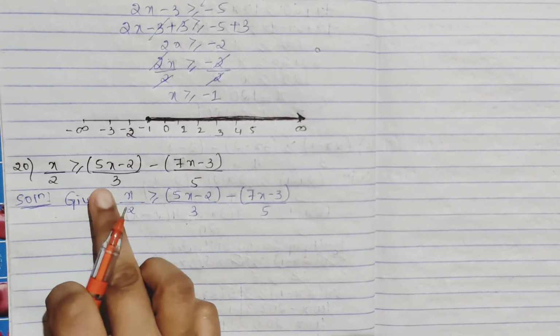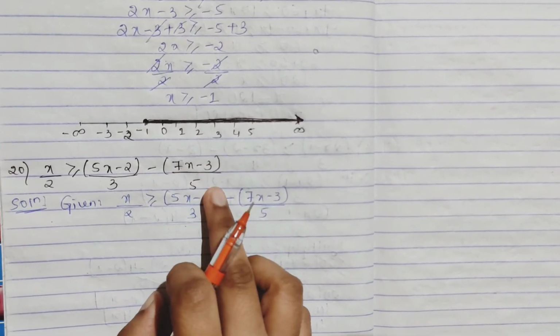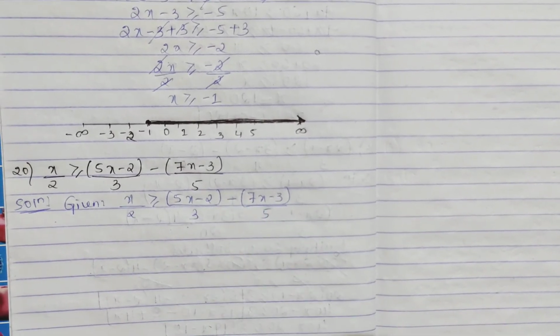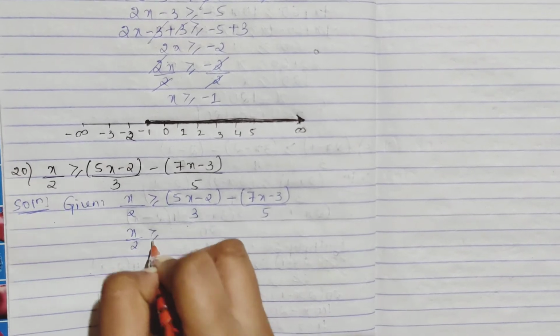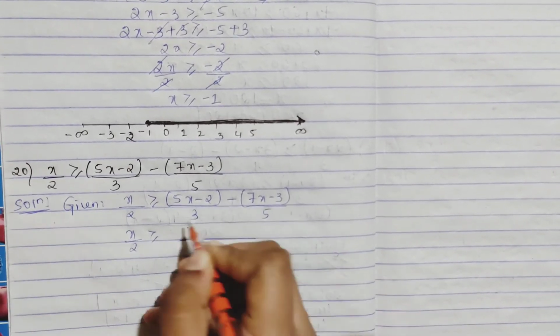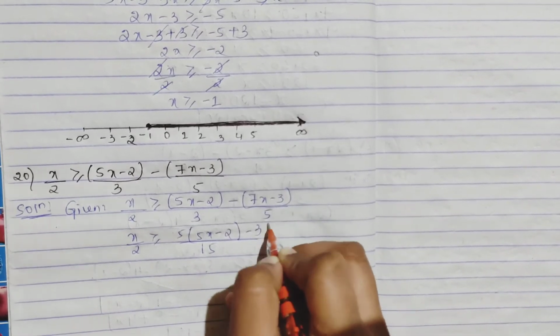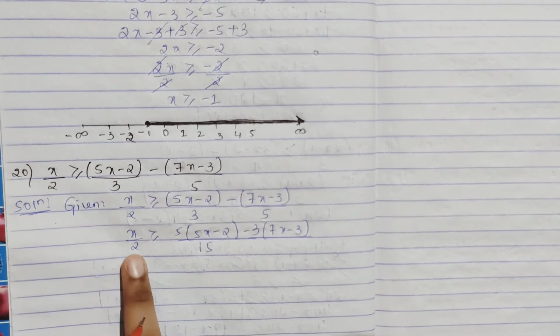20th: x by 2 greater than or equal to (5x minus 2) divided by 3 minus (7x minus 3) divided by 5. So write down your given. First, as usual, you have to take the LCM. So your LCM will be what? 15. So here it is 5 into (5x minus 2) minus 3 into (7x minus 3). So after coming here, see, this is 2, this is 15.